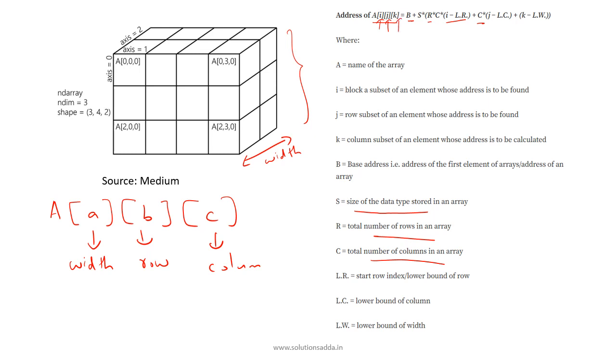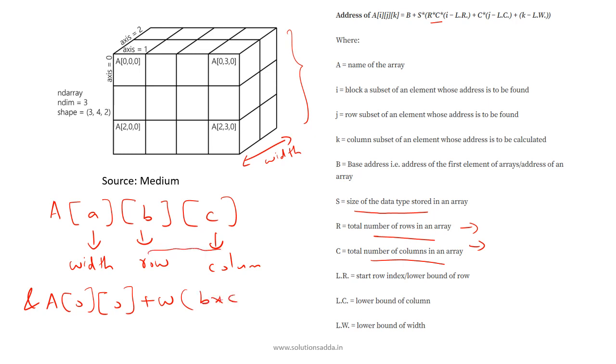Now, using this formula, we'll try to solve this. So B represents the base address. The base address is at A[0][0][0]. That is the base address. Plus S, which is given as the size of the data being stored. Here it is represented as W in the question. Into the first one, which is R into C. R and C represent the number of rows and columns. Here it will be B into C.